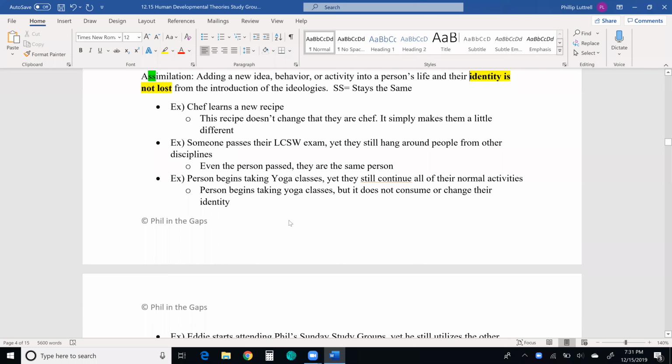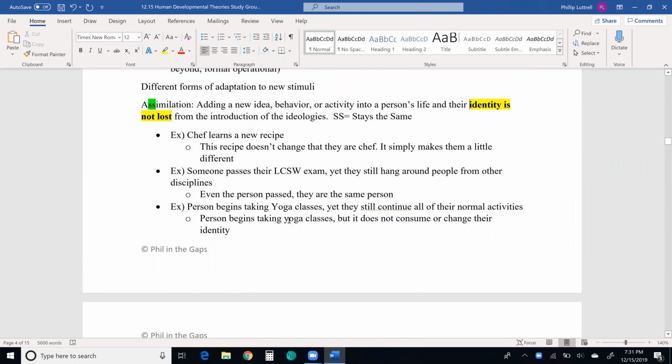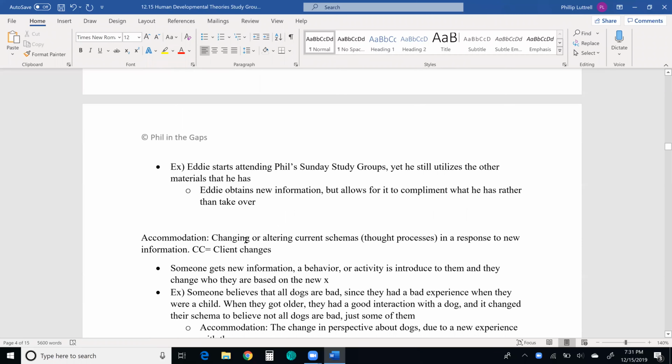But another example for assimilation where the person stays the same: a person begins taking yoga classes, yet they continue all of their normal activities. They did not let yoga take over who they actually are. It's just an activity that they do. So the person begins taking the classes, but does not consume or change their person or schedule, etc. And one last example, Eddie starts attending Phil's Sunday study groups, yet he utilizes the other materials that he has. So Eddie obtains new information, but allows it to complement what he has rather than taking it over.